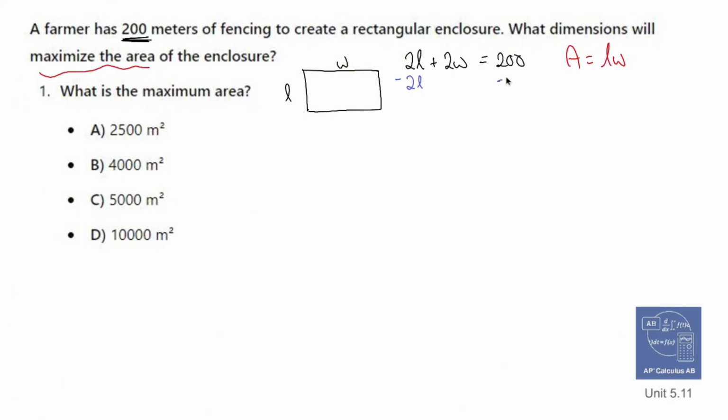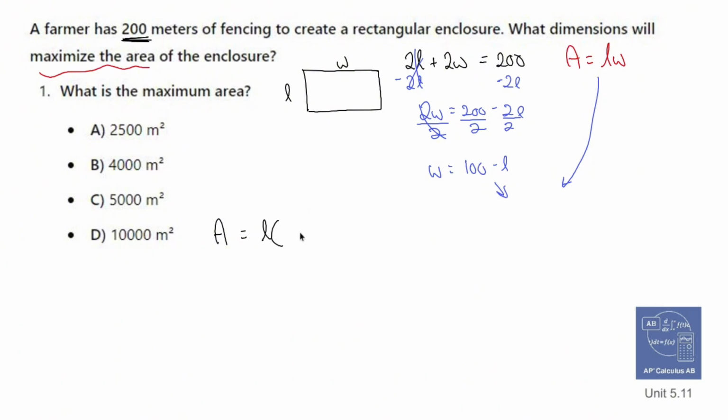Let's subtract 2L, cross it out. 2W equals 200 minus 2L, like so. Divide everything by 2, cross it out. W equals 100 minus L. So now what I can do is take that equation and that information and create a brand new equation. Even though I put the arrows there, I'm going to put it way over here. A is going to equal, I'm going to keep L, and instead of W, I have 100 minus L. Distributive property tells me that A is going to equal 100L minus L squared.